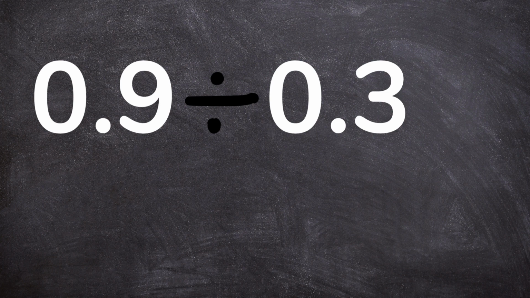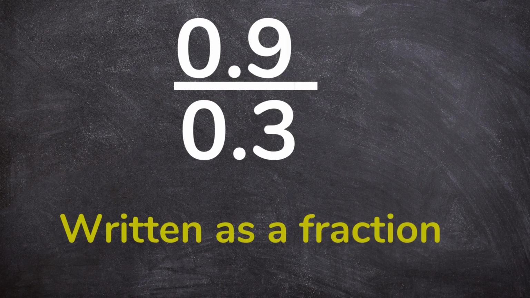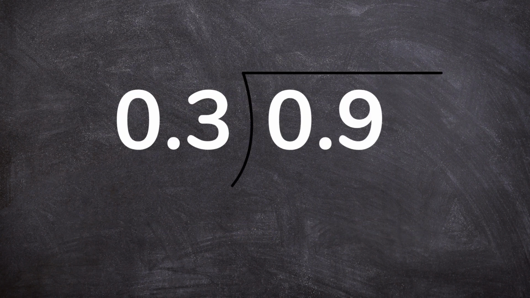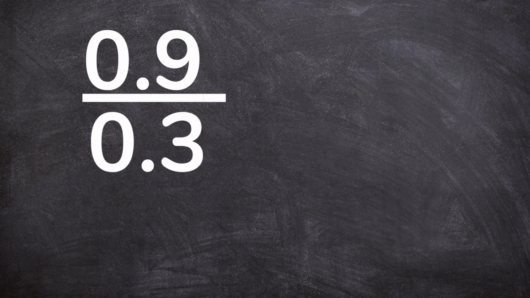So before you divide, the first thing you have to do is to convert your decimals and make them whole numbers. There are two ways that you can write this. You can write it as a fraction with one number on top of the other, or you can write it straight into your long division sign. We're going to start by writing it as a fraction so you can see how we are changing it into a whole number. So it's 0.9 divided by 0.3.